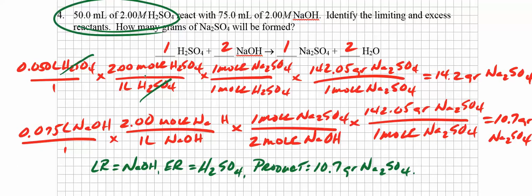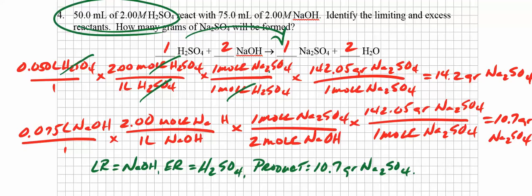Now what we're going to do is a mole-to-mole bridge. We're going to bridge over to product. The product that I'm interested in is Na2SO4, sodium sulfate. And that's a 1 to 1 mole to mole relationship. 1 mole of H2SO4 produces 1 mole of Na2SO4. A 1 to 1 mole to mole relationship. This unit and this unit are going to cancel away, leaving me with 1 mole of sodium sulfate, Na2SO4.